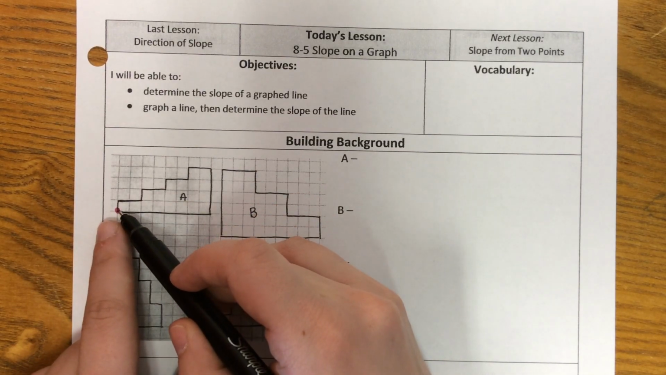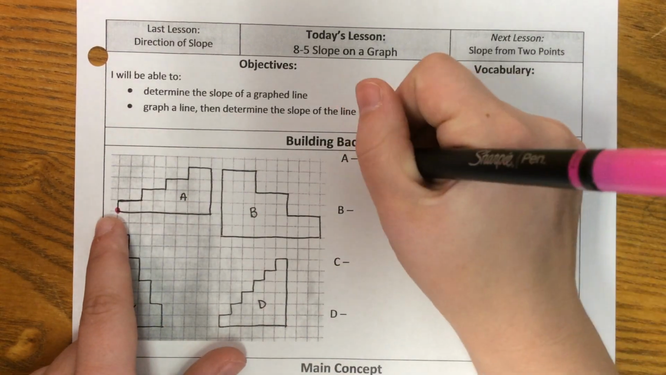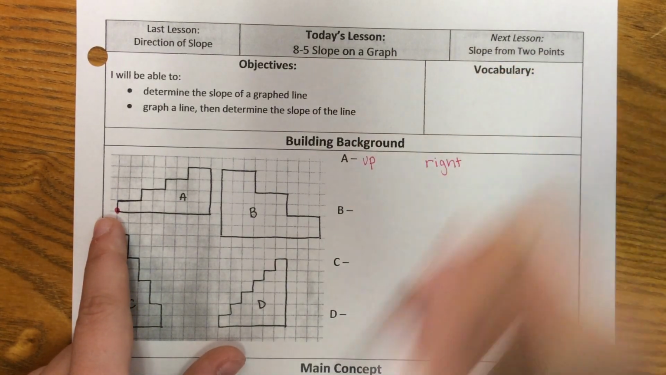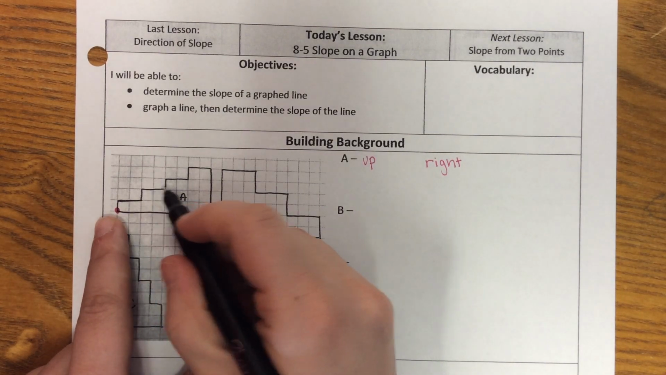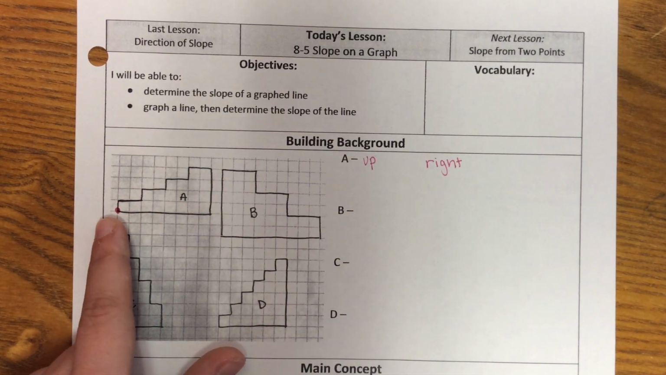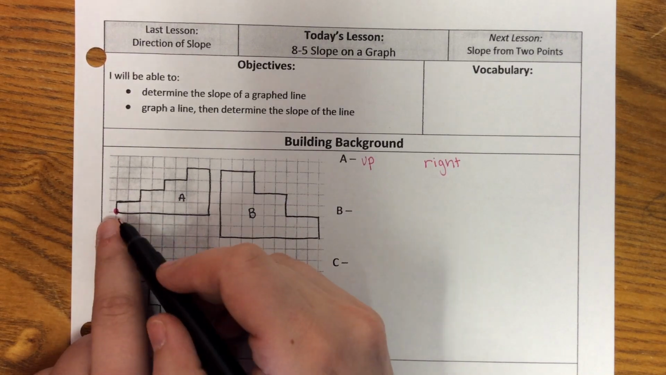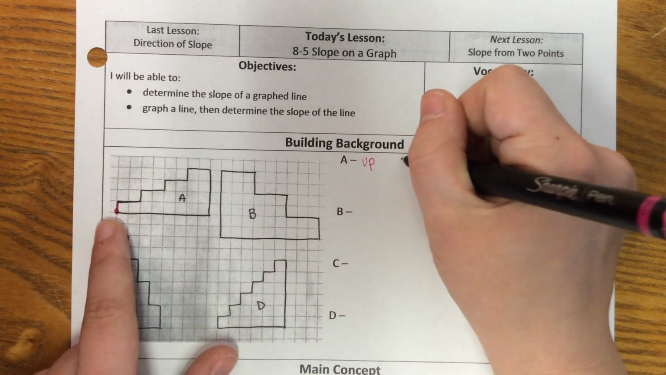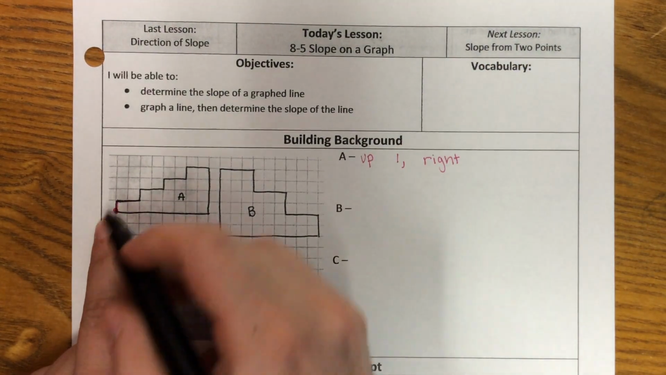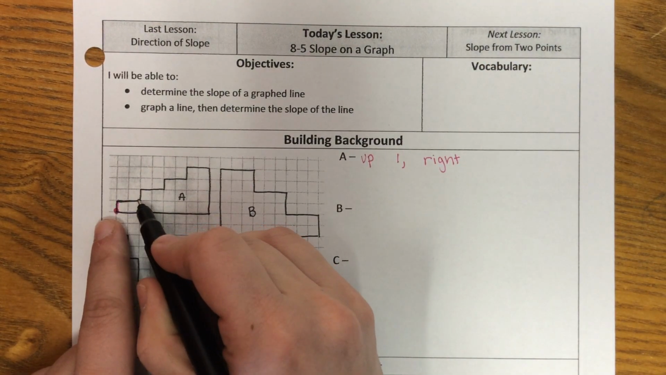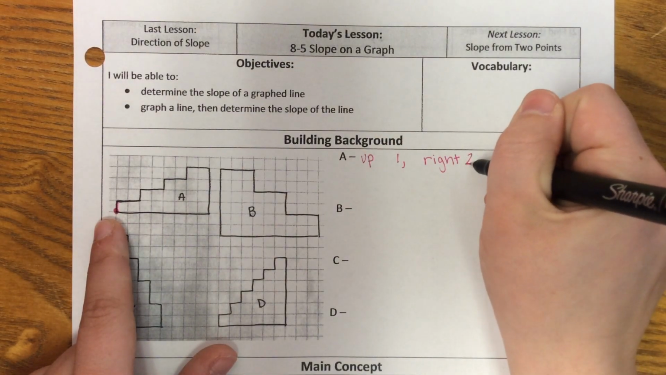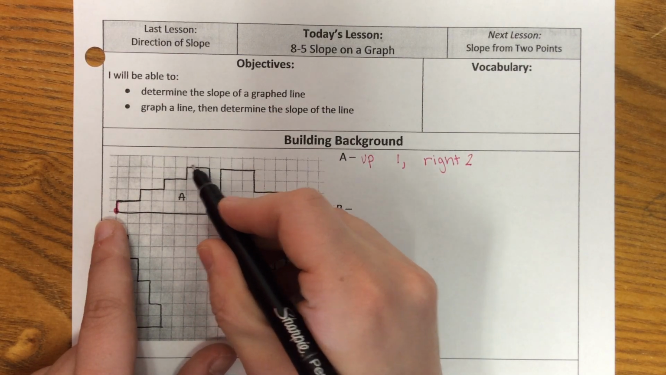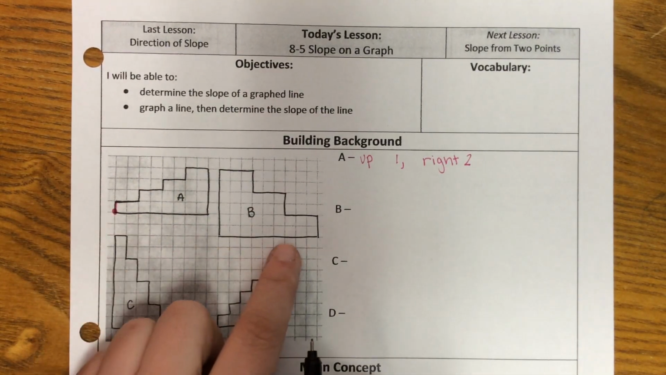I would maybe say we're going up and to the right. So we're going up and right, up and right, up and right, up and right. But my architect might want more specifics. We're going up how many? Well, we go up 1. Then I go right how many? Right 1, 2. So up 1, right 2. Up 1, right 2. Up 1, right 2. Okay.